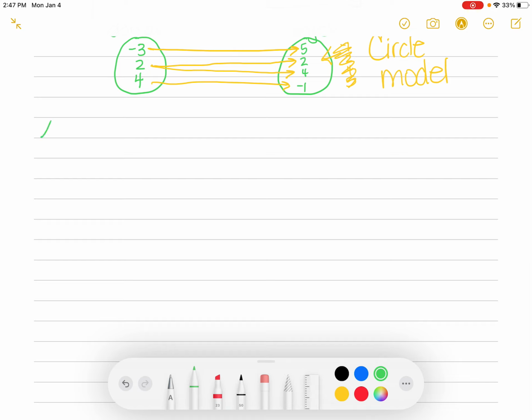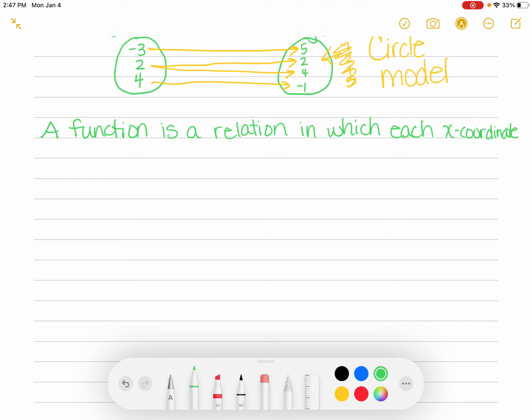Okay, so a function, so you're learning some new words today. You've learned relation, range, domain, and now function. So a function is a relation in which each x-coordinate is paired with only one y-coordinate.